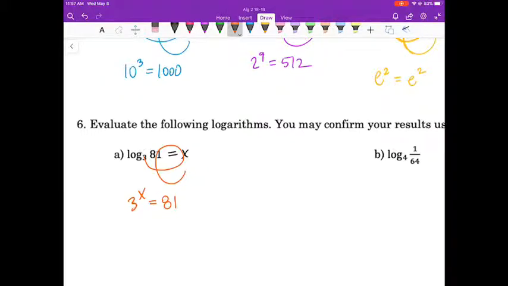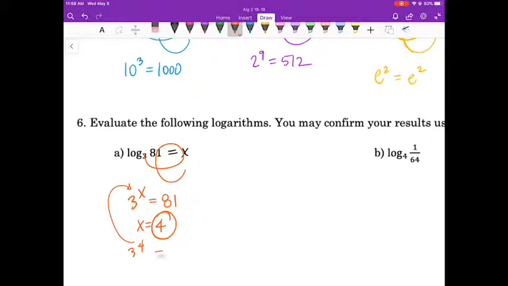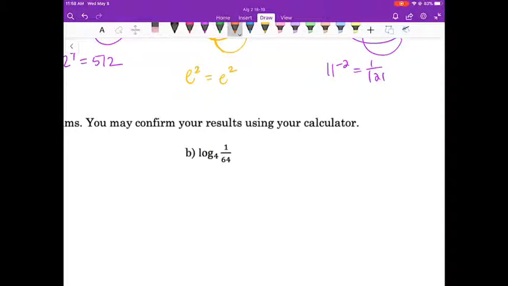This is something where we need to be able to stop and think about it and confirm our result. Well, if we can't remember our powers of 3, we've got 3 to the first is 3, 3 to the second is 9, 3 to the third is 27. Well, yeah, 3 to the fourth is 81. And so confirming using our calculator, we would plug in 4 for that x. So 3 to the fourth, does it equal 81? Yep, it sure does.